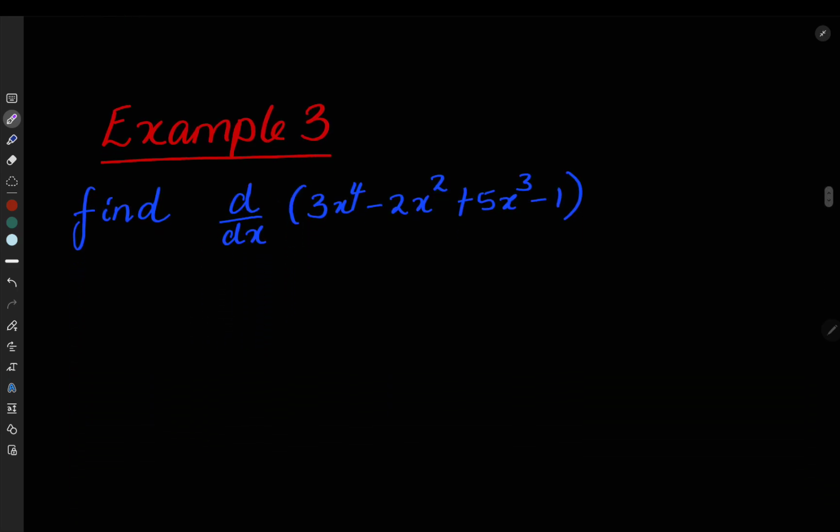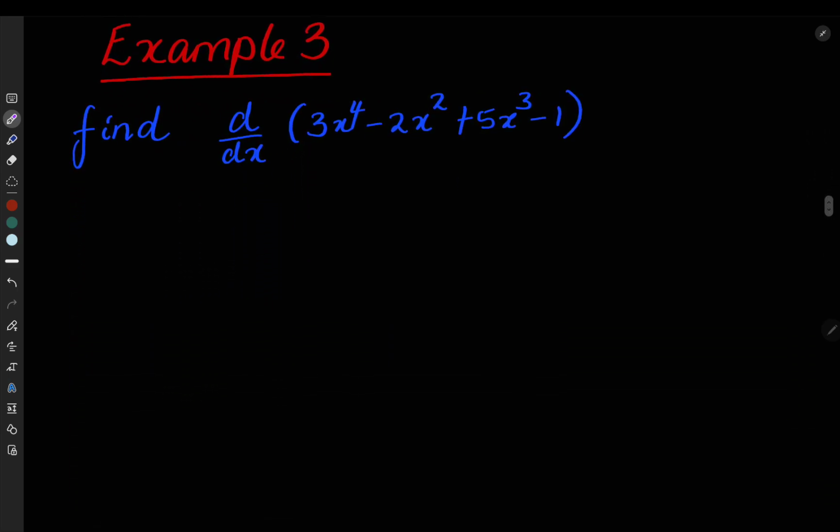Now, moving on to example number 3. In this case, we are asked to find dy dx of 3x to the power 4 minus 2x squared plus 5x cubed minus 1. This means exactly the same thing. It actually means find the first derivative of that. It means exactly the same thing.